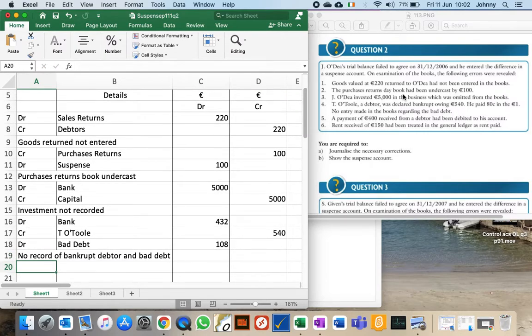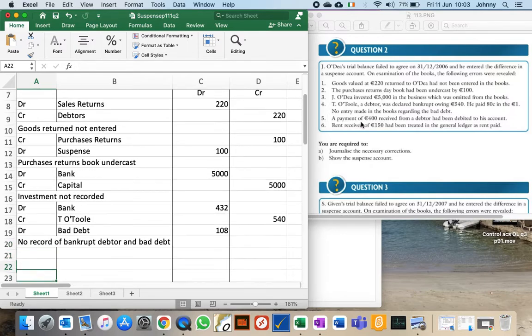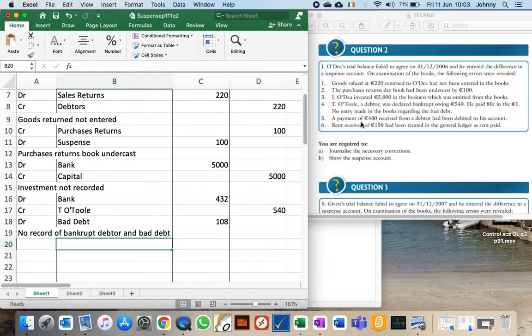Okay, next one. A payment of 400 received from a debtor have been debited to his account. Okay, so that means we put it in the wrong side. So my debtor is the thing that's done wrong. So I need to go and look at that. The account I'll be dealing with is a debtor. Debtor is an asset. My asset, they paid me money. Okay, so that means that there should be a credit entry in the debtor's account, because the debtor owes less when they pay up, they owe us less money.